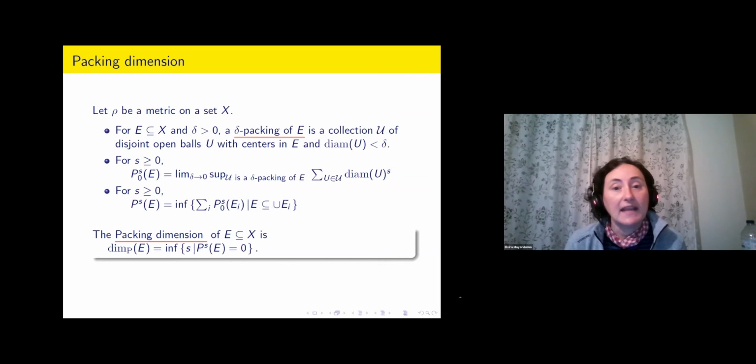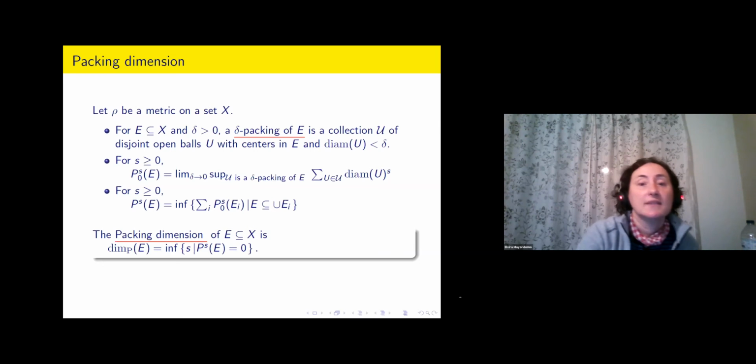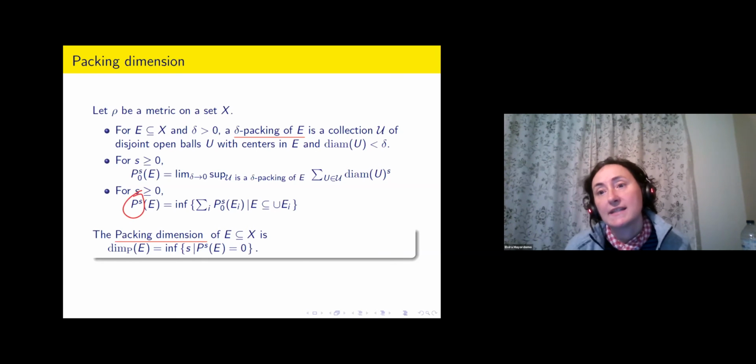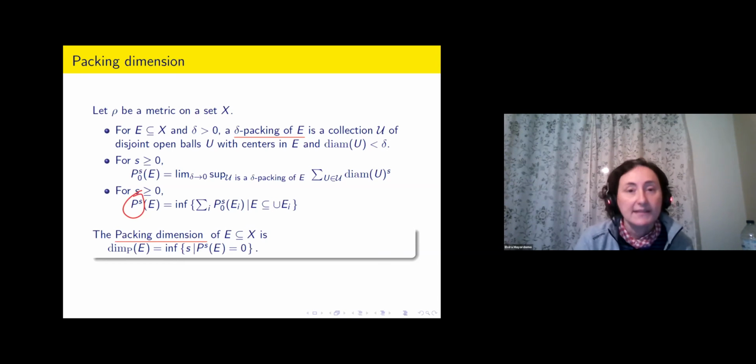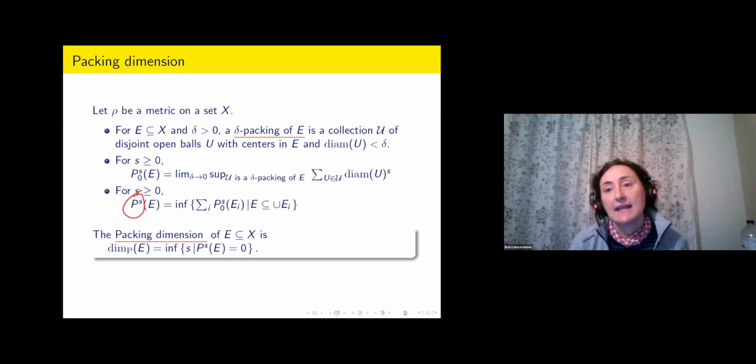But again, once you get Ps using this extra quantifier, the packing dimension is the s for which this Ps radically changes the value. And I won't say much more, but this is completely dual to Hausdorff dimension.